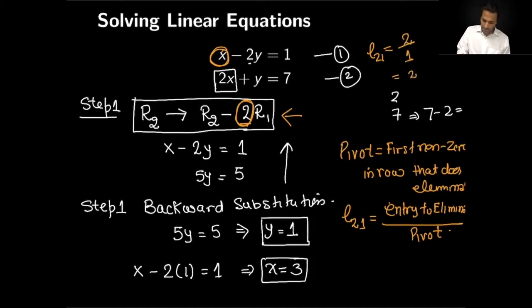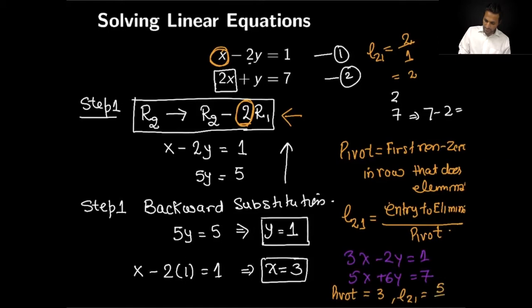For example, if you have a different system, let's suppose 3x minus 2y is equal to 1 and 5x plus 6y is equal to 7. In this case, your first pivot is 3. There can be more than one pivot also. The first pivot is 3 and the multiplier L21 is 5 divided by 3. That is the multiplier in that example.